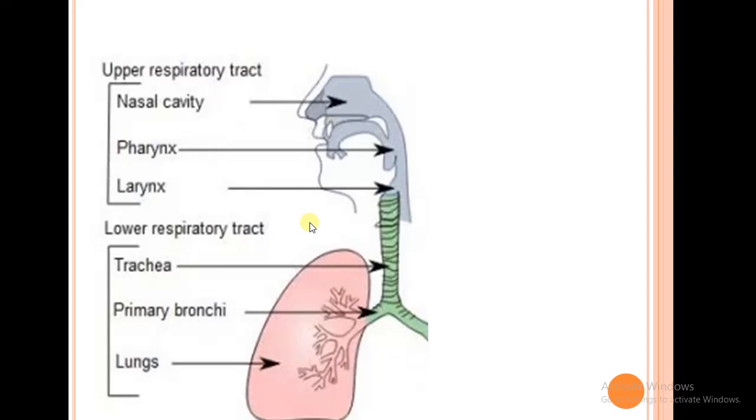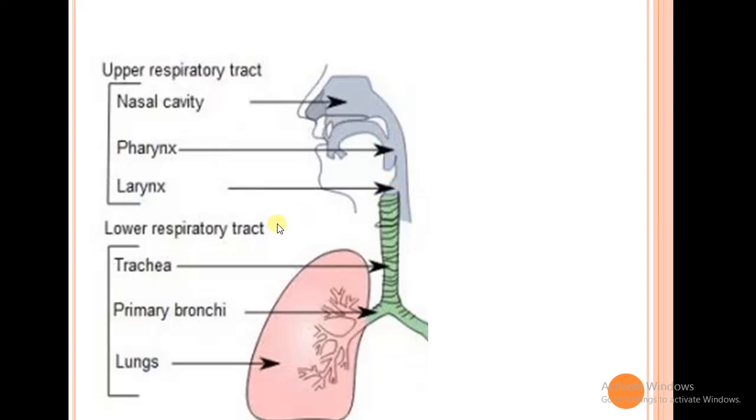So, as I just said, there are two parts in the respiratory tract, upper and lower. And you can see in this diagram, there are the components in the upper respiratory tract, which include the nasal cavity, pharynx and the larynx. So three components, three parts in the upper respiratory tract. Again, I am repeating: nasal cavity, here it is, this is the nasal cavity, the pharynx and the larynx.